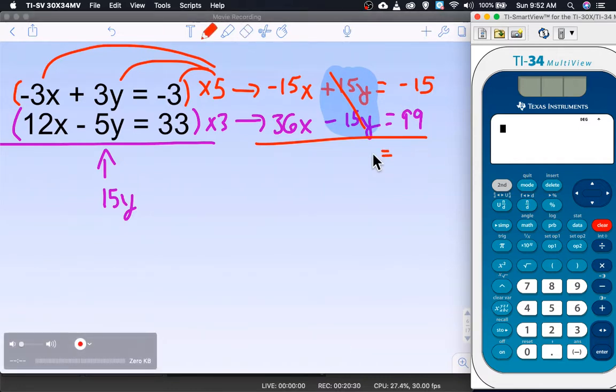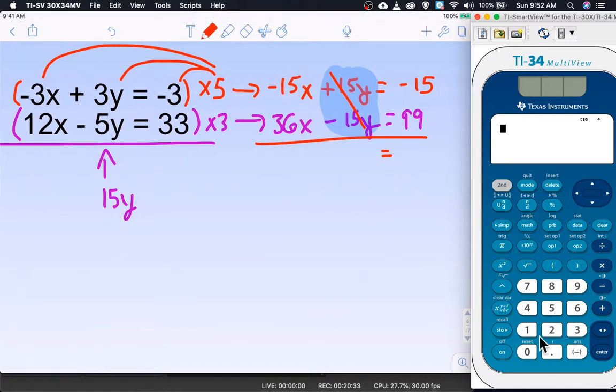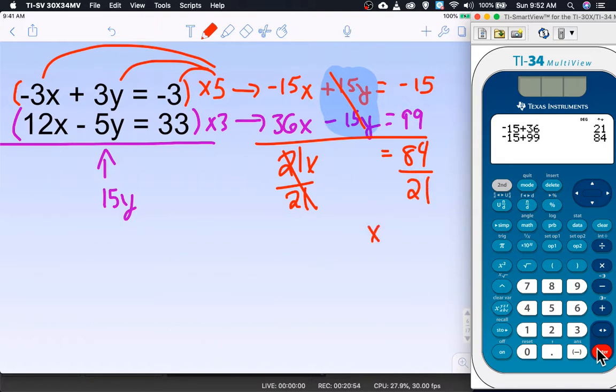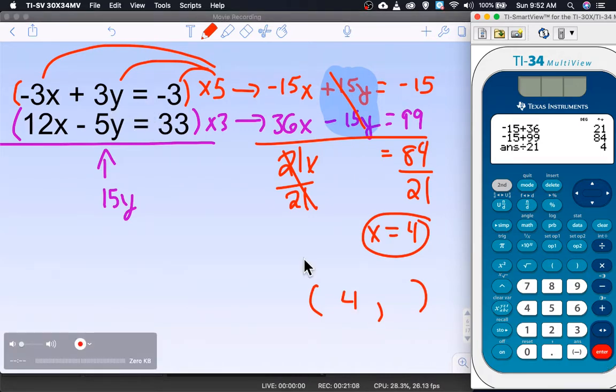So we're going to add: negative 15 plus 36 is 21x. And then negative 15 plus 99 is 84. When I divide both sides by 21, I'm just solving this equation now. I'm getting x by itself. I bet you that's 4. 84 divided by 21 is 4. So I now know the x-coordinate of the solution of this system of equations is 4.